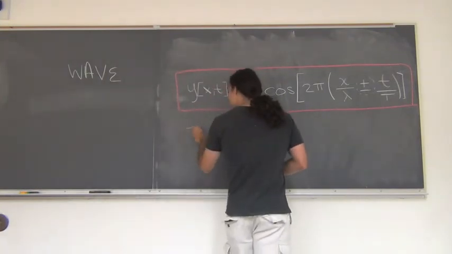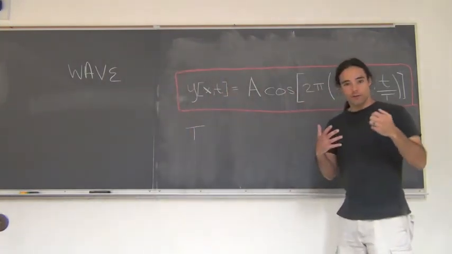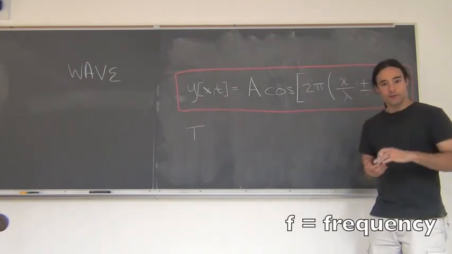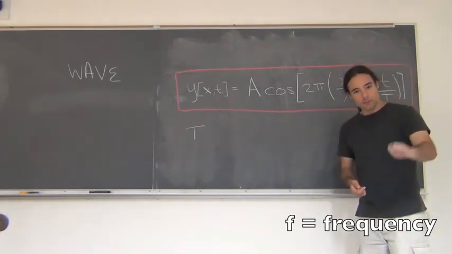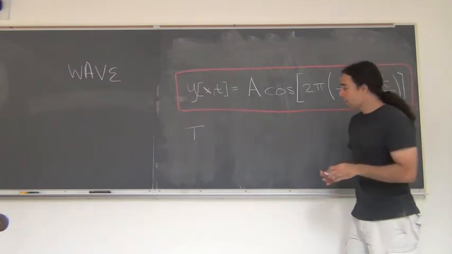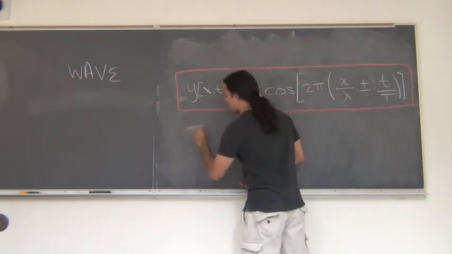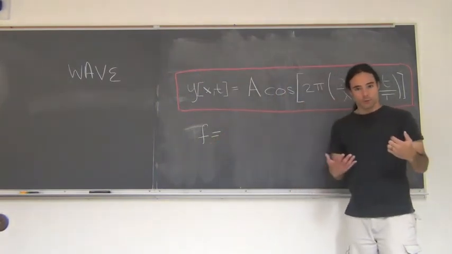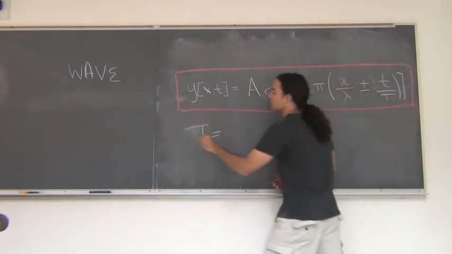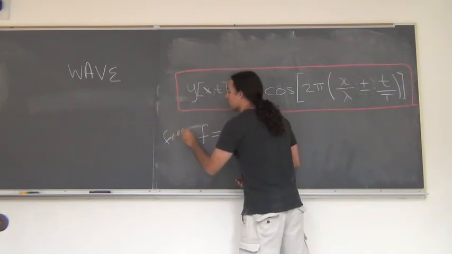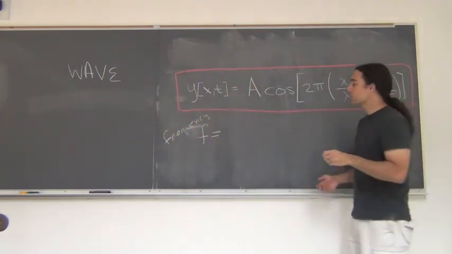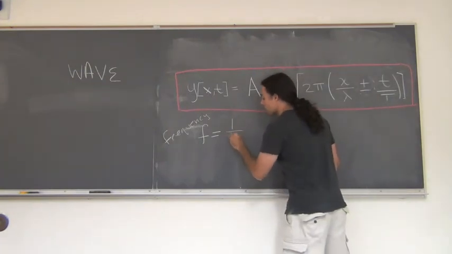Well, some people don't like talking about the period. They want to talk about it in terms of the frequency. How frequently does a particle go up and down? Well, it turns out the frequency, which we call f, can be written as just 1 over the period.